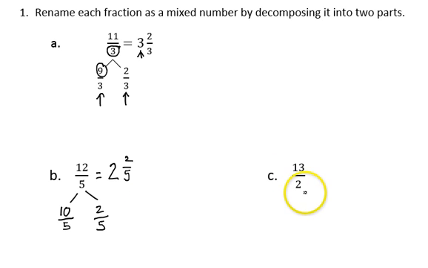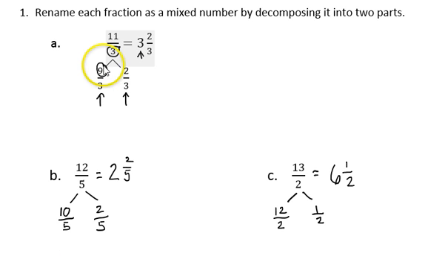In the next problem, I'm working with halves. So I'm going to think of my multiples of 2 that get me as close as I can to 13. Well, that would be 12 halves, and then 1/2 left over. 12 halves is the same as 6 wholes, and then I have the 1/2 left over. So 13 halves is the same as 6 wholes and 1/2.